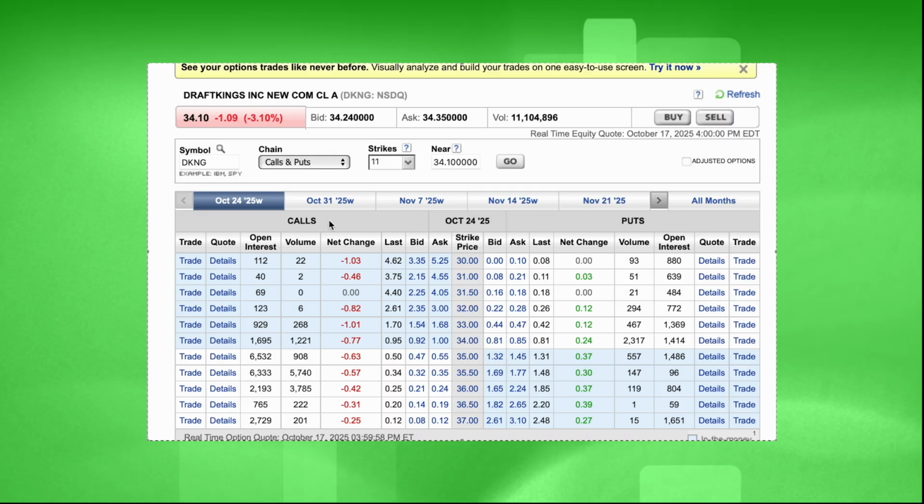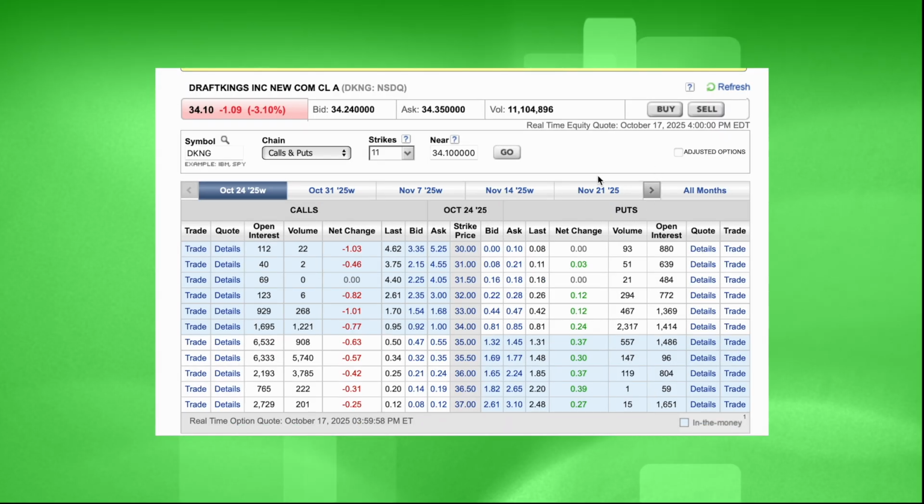As soon as DraftKings hits $35 a share, this will be blue, which means it is in the money. So if you are holding one of these contracts, you are now responsible for those 100 shares when the expiration date expires. And that's why I said be careful, because you may not want to hold those 100 shares. So you would want to get rid of it on expiration date or before.